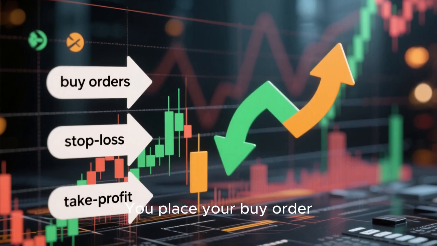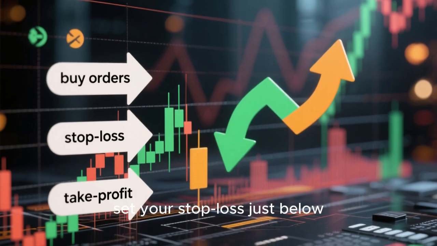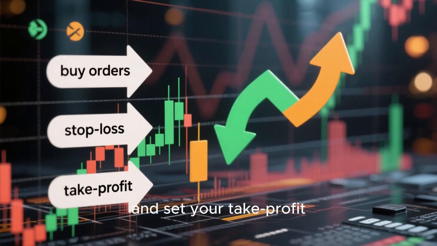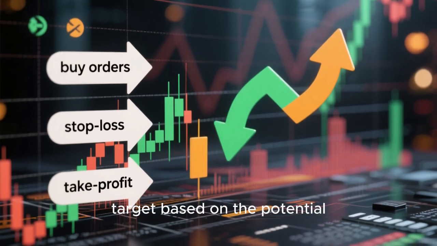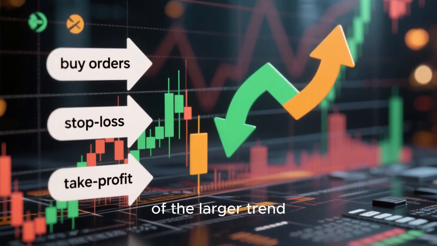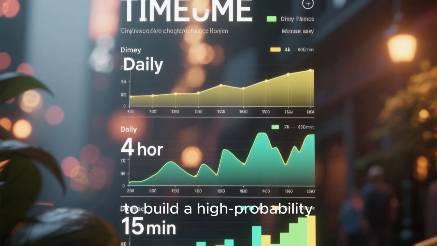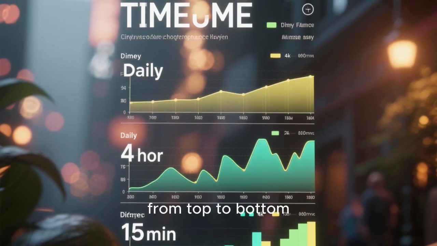You place your buy order. Set your stop loss just below the support level to protect your capital, and set your take profit target based on the potential of the larger trend. You've just used 3 different time frames to build a high probability trading setup, from top to bottom.